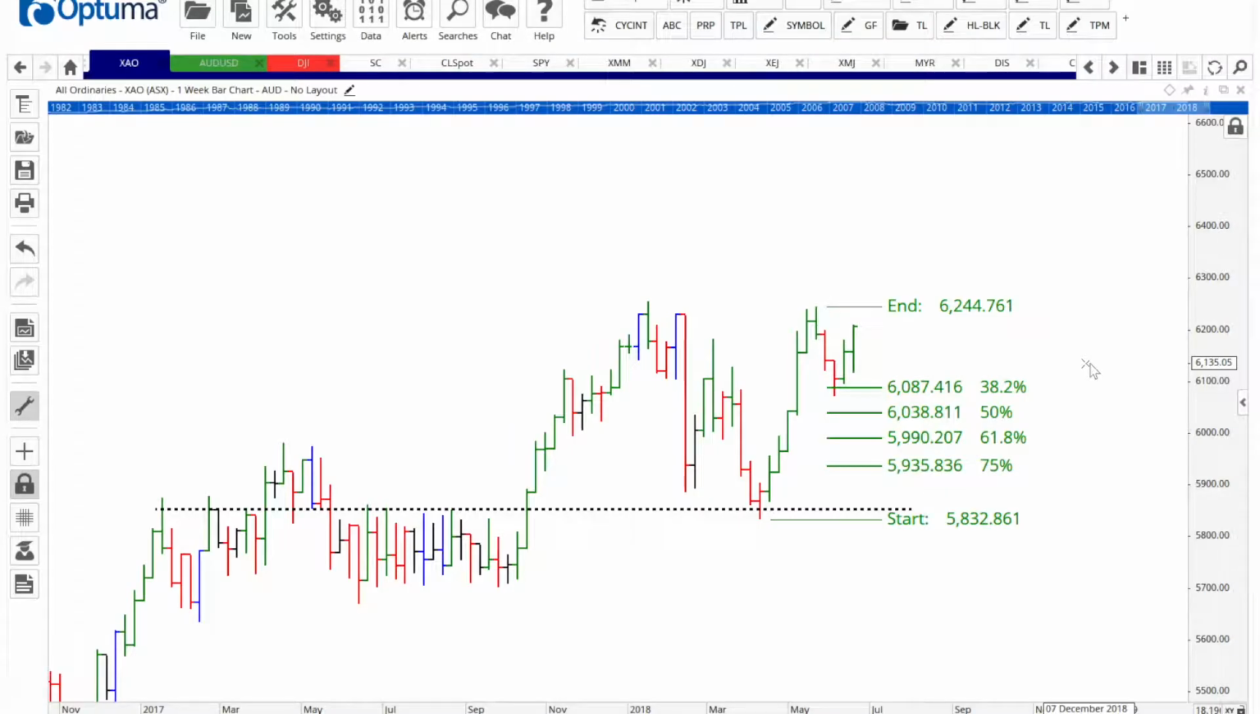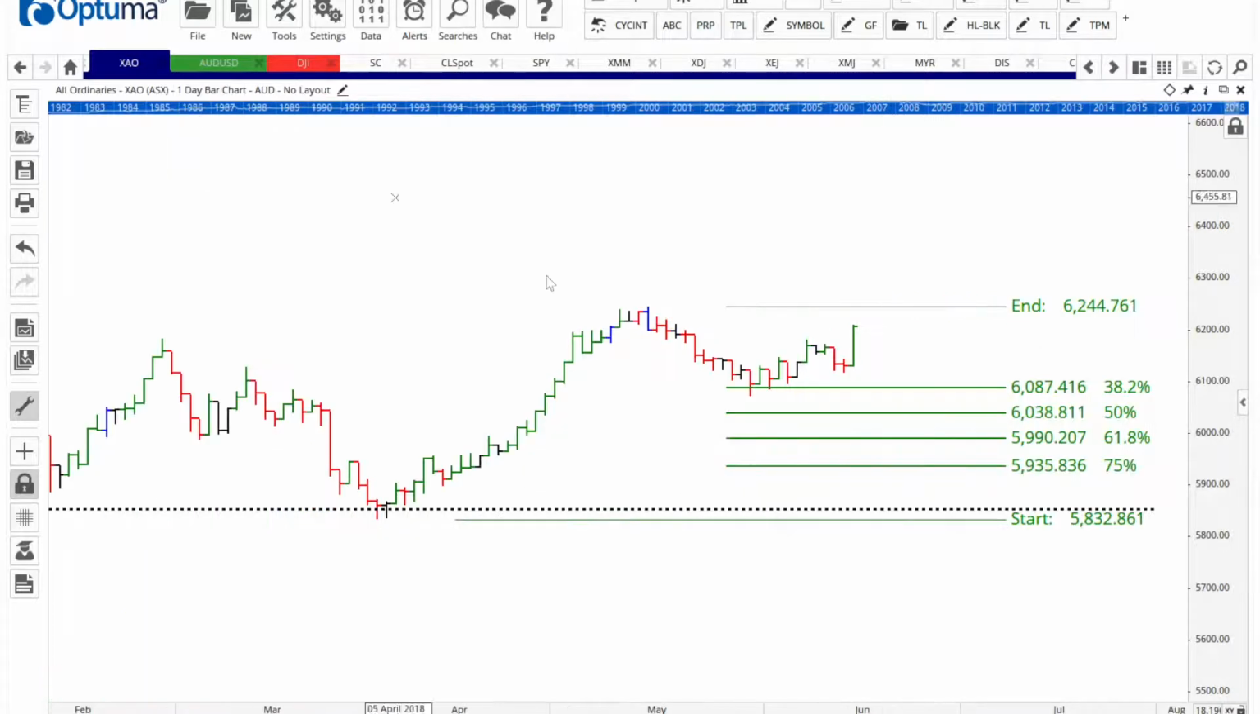Right now, what we can see here is it did fall down into that range there, that 6,087 point range. Two weeks ago it was looking more bullish. Last week was quite interesting. If you look here, last week closed on Friday the 15th of June at 6205. But if I take it down to the daily chart, you can see it was a bit weak going through all of that week.